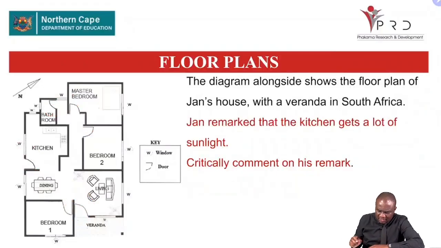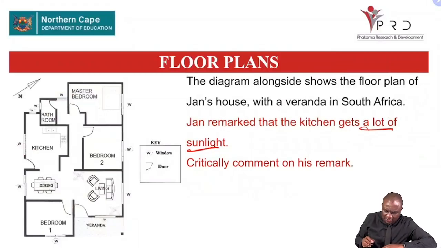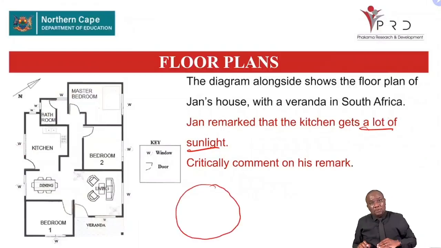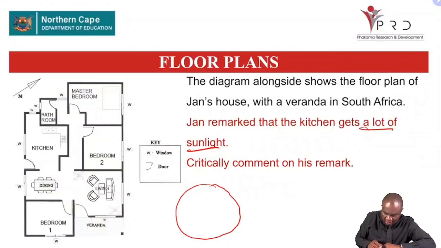Jan remarked that the kitchen gets a lot of sunlight. Critically comment on this remark. It's another crucial question, this one. I've seen it a lot in past papers. Let's check this. Where are we on Earth? Yes, it's fine. South Africa. Where is South Africa? This is the Earth. This is the equator. And then the sun is spending most of his time here around the equator.